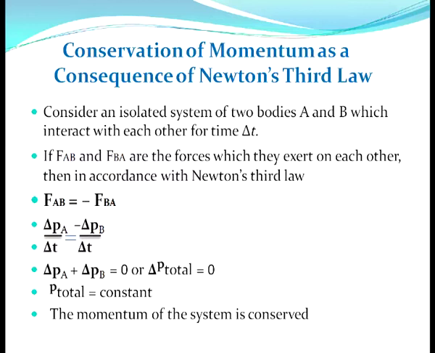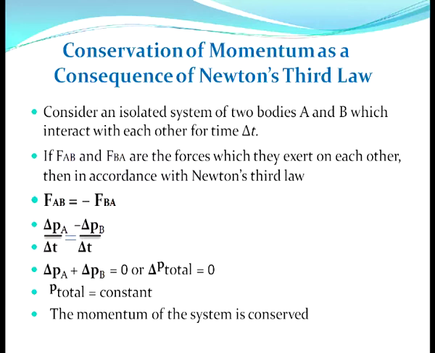So, now in place of FAB we can write delta PA by delta t, because force is the rate of change of momentum. So, for FAB we can write delta PA, which is the change in momentum of body A, divided by delta t, that is the time interval, is equal to minus delta PB, which is the change in momentum of body B, divided by delta t.